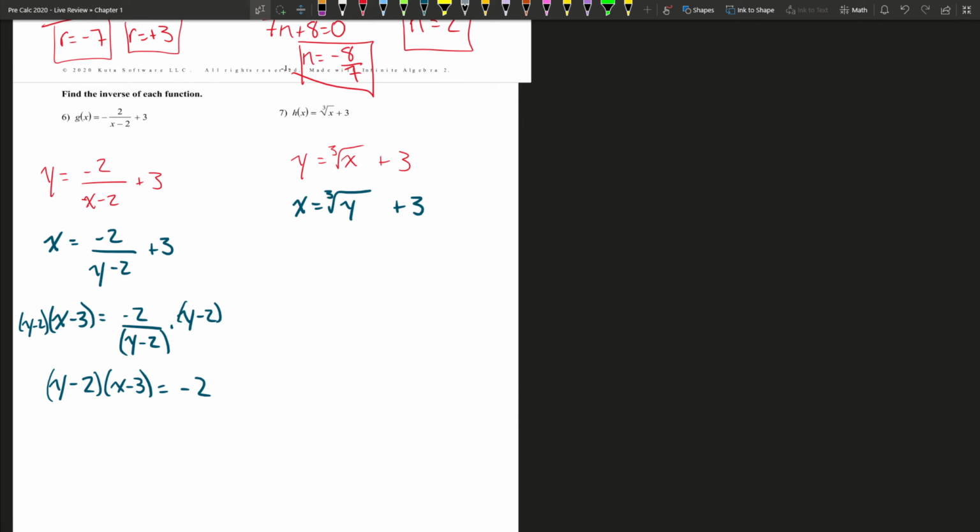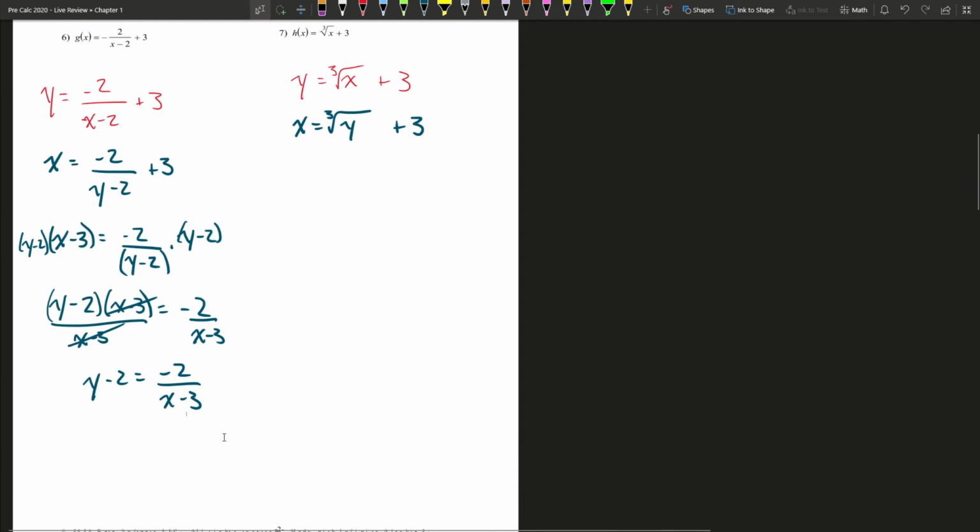Then we need to get rid of the x minus 3. So we have to divide by x minus 3 on both sides. So y minus 2 equals negative 2 divided by x minus 3. Then we add over the 2, and we're done.